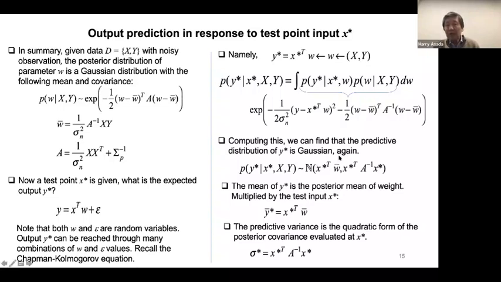And then the end result is something like this. So the probability distribution of the predicted output Y, given training data X, Y and given the test point X star, is a normal distribution with the mean value X star transpose W bar. This makes sense, right? This mean is basically the mean of W times X star. That's actually standard. But the more interesting point is that X star transpose A inverse X star is the posterior covariance evaluation, which is actually smaller than the previous one.